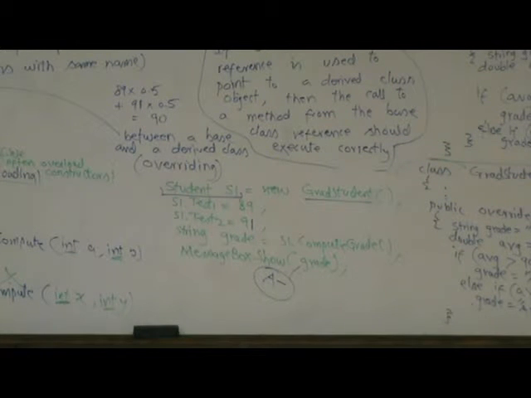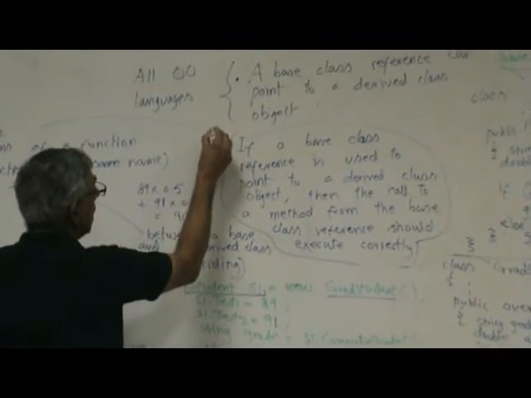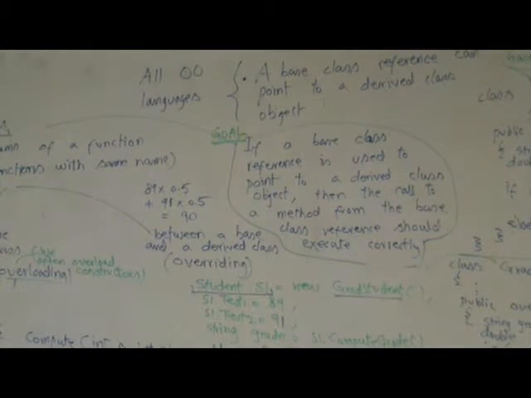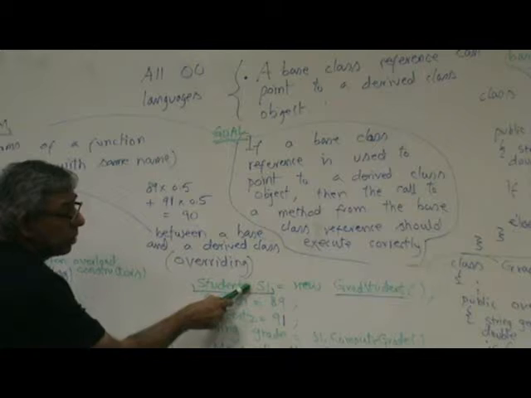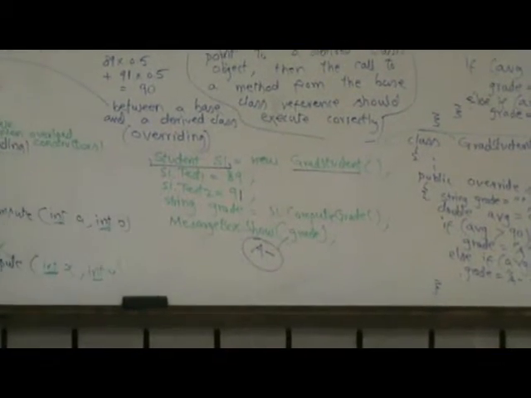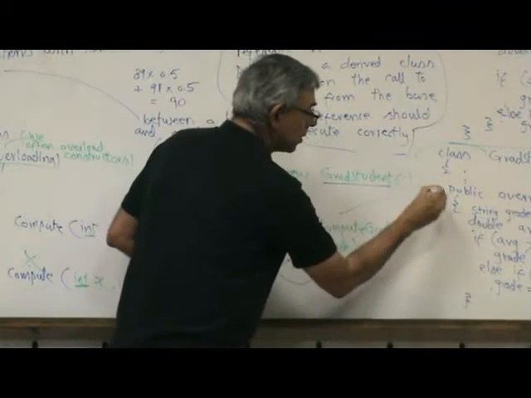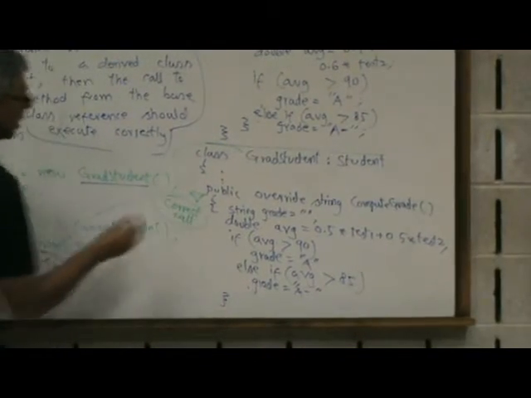So that's the goal of polymorphism. First of all, this is the goal: if we use a base class reference to point to a derived class object, then the correct call has to be made. Meaning, in this case, it should call the compute grade for the grad student, whatever that code is. So it should call this one over here. So that's the correct call.